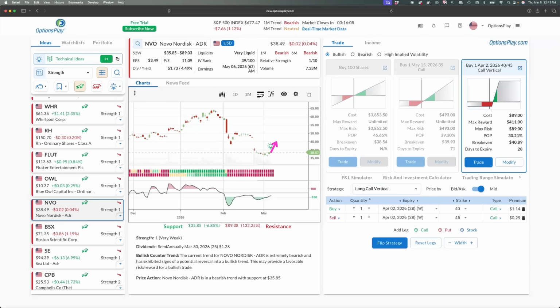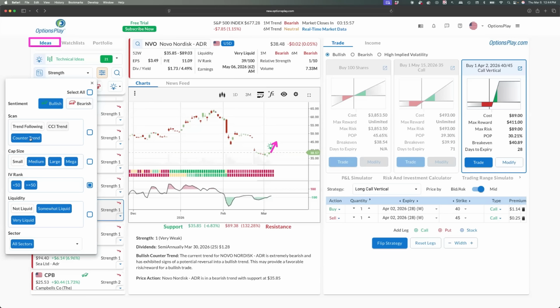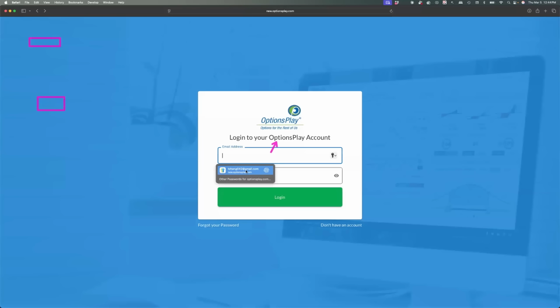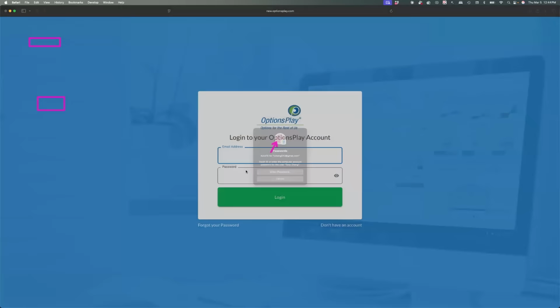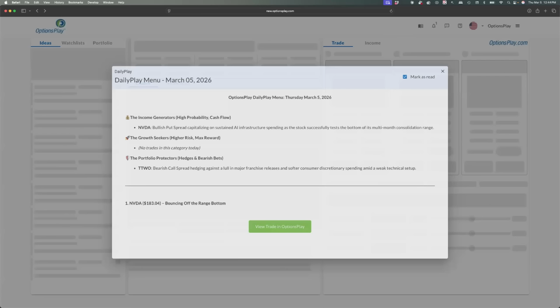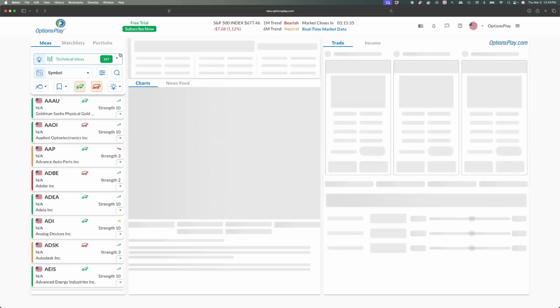And I'll just quickly review how you find these opportunities one more time. Under the trade ideas section of Options Play, you have technical ideas. And what we do is we filter those technical ideas for bullish counter trend, right? So bullish counter trend is really what you're looking for. Now, oh, sorry. I don't know why I got logged out there. I will walk you through that here one more time. One second. So I'll walk you through.